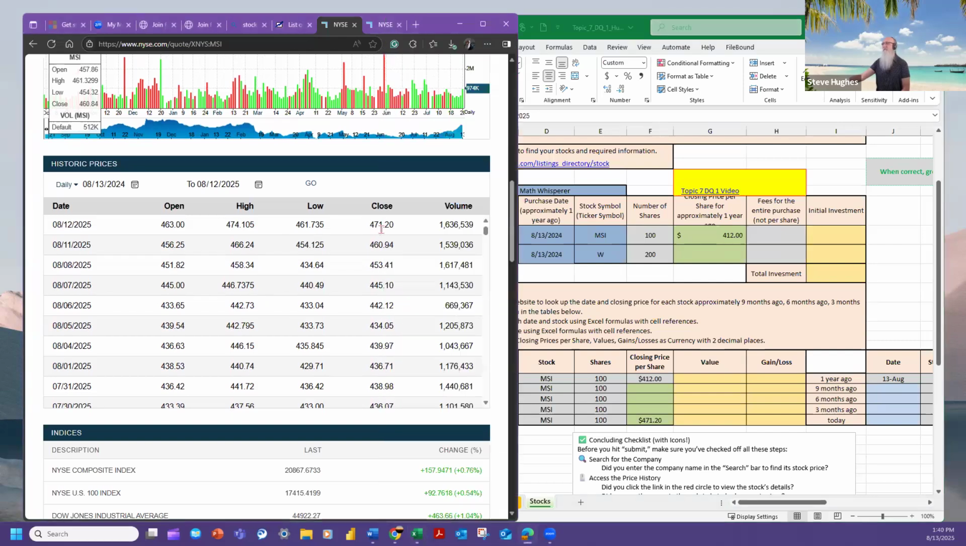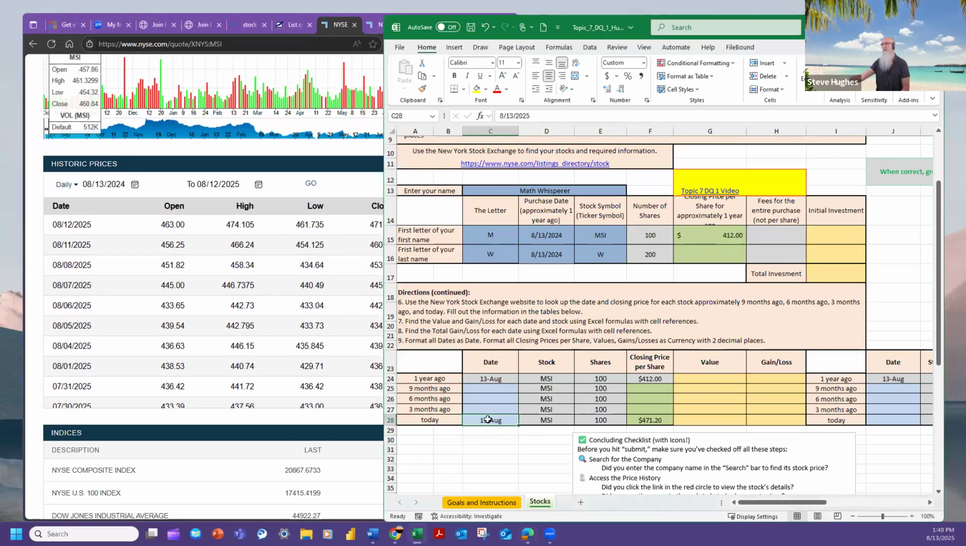I need to change that date. It's 8/12/2025, and that is the 12th. Just get as close as you can. I know you can't always get the exact date. Get as close as you can. All right.